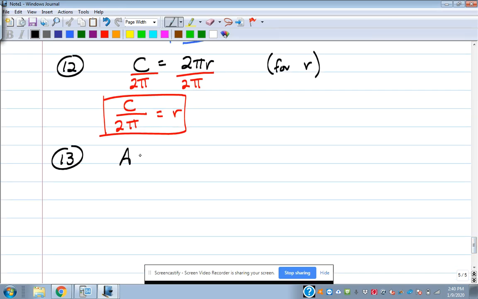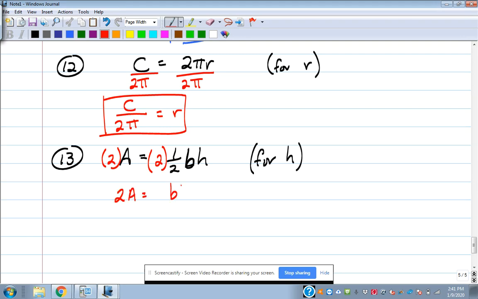Let's do another geometry one. Usually A is area, and it is in this case. What's that the formula for? Area of what? Triangle. So we're going to solve that for h. Okay, so dividing by 1/2 is the same thing as multiplying by 2, the reciprocal, right? That's going to be 2A is equal to bh.